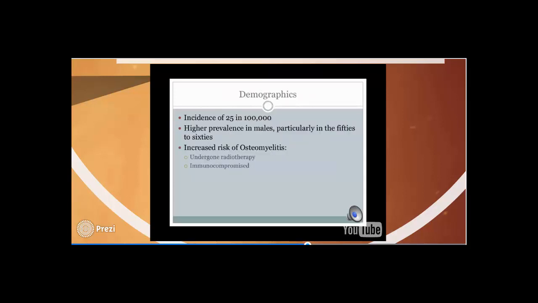Osteomyelitis is a rare disease with an incidence of 25 in 100,000. There's a high prevalence in males, particularly in the 50s to 60s. People who are at an increased risk include those who have undergone radiotherapy and those with immunosuppression.